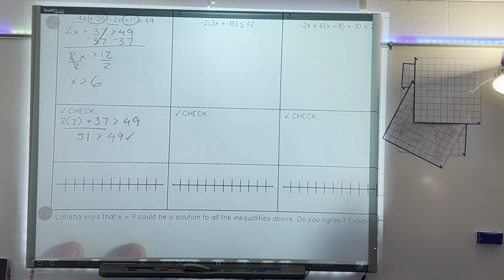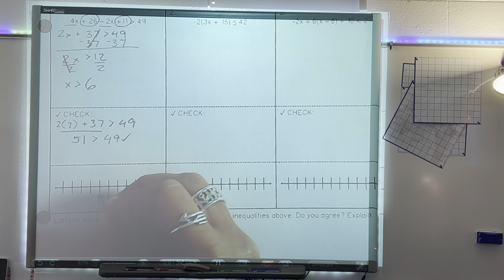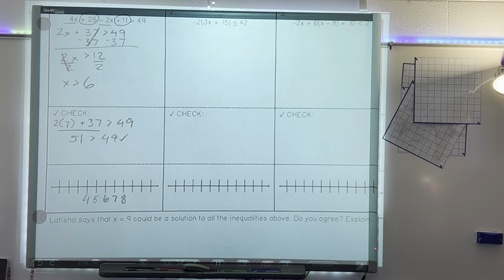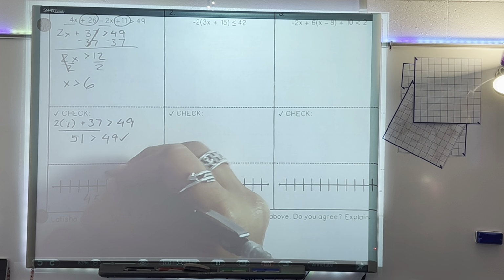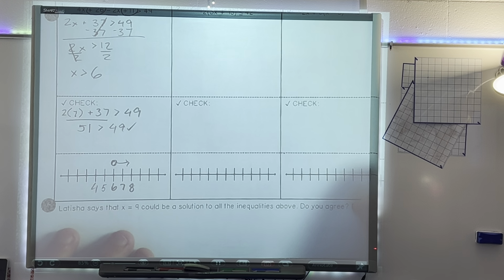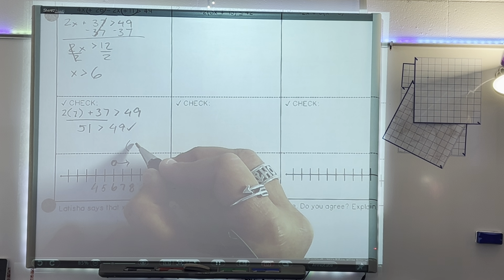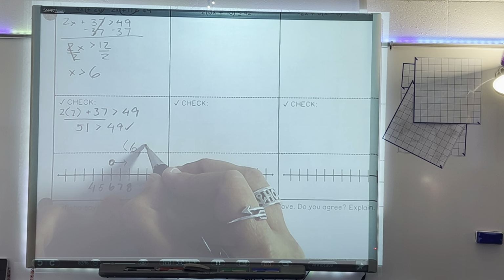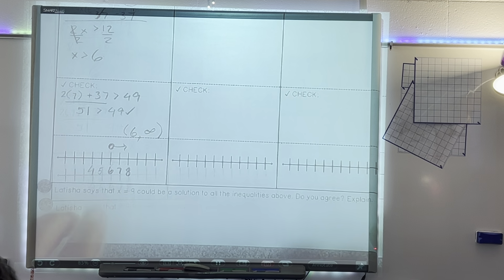Alright, so put that on the number line. So we've got 6, 7, 8, 5, 4. Alright, what kind of circle do we have there? Open or closed? Open, pointing which way? To the right. Alright, interval notation, how do I start that? Okay, solution from up here, 6. And then, okay, and we close it with a parenthesis. Okay, everybody okay there?